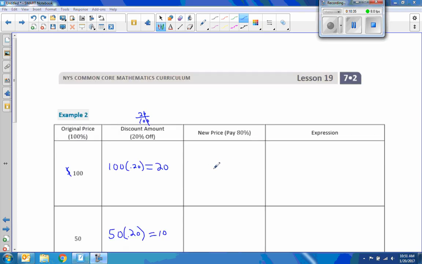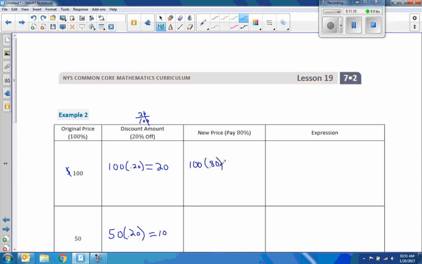Okay, next thing we're going to do is the new price is the same as saying paying 80%. If we are going to get a discount of 20%, then we're going to pay 80% of the original price, because the discount 20% plus the new price 80% is going to total the original price 100. 20 plus 80 is 100. So instead of multiplying the original price to find the discount, now we can take the original price, $100, and multiply it by what we're going to pay, which is 0.80.